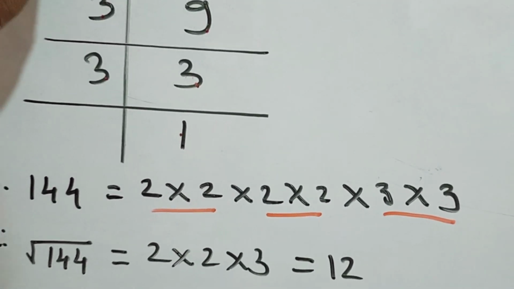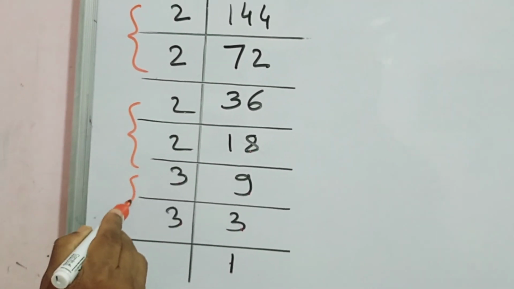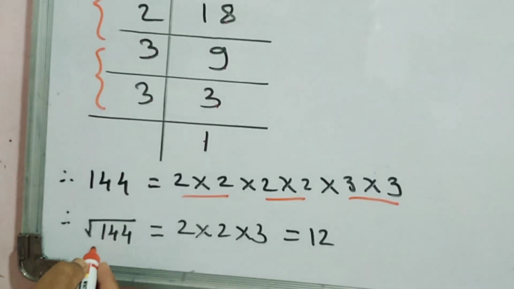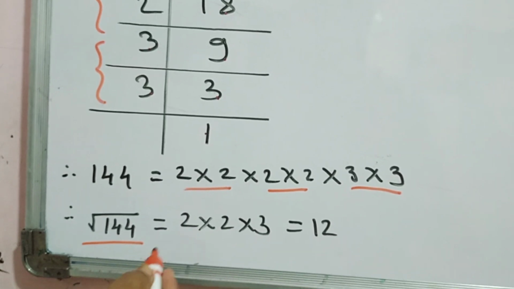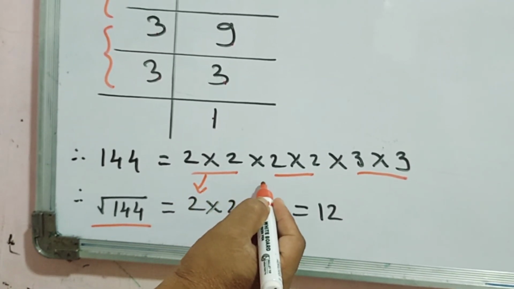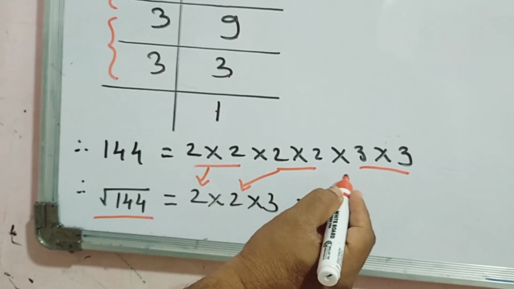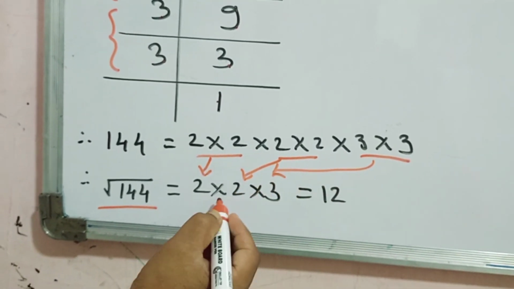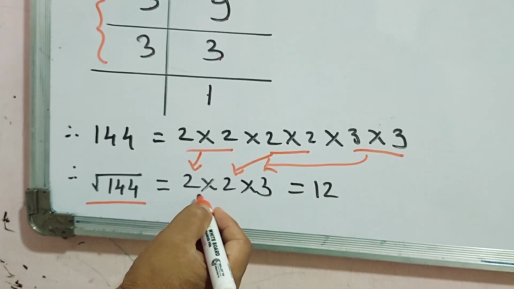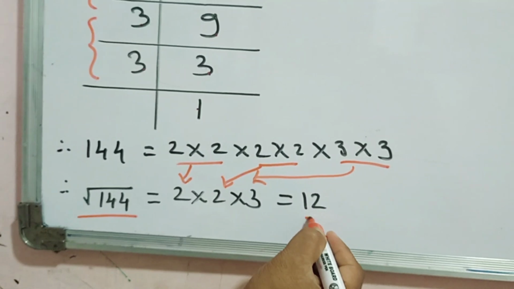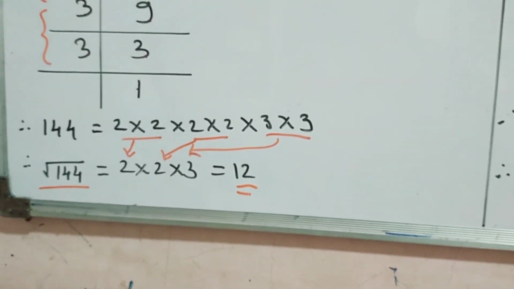Here also we can make like this. And then write therefore square root of 144 is equal to, take one number from each pair and then take their product. 2 into 2 into 3, 2 into 2 4, 4 into 3 12. So 12 is the square root of 144.